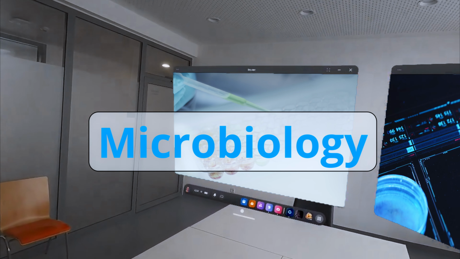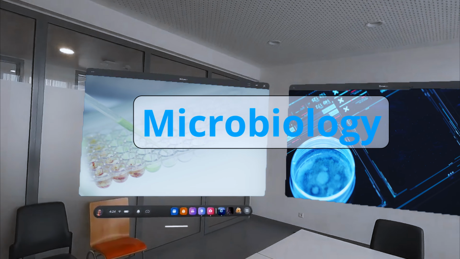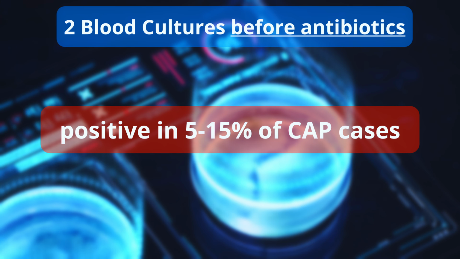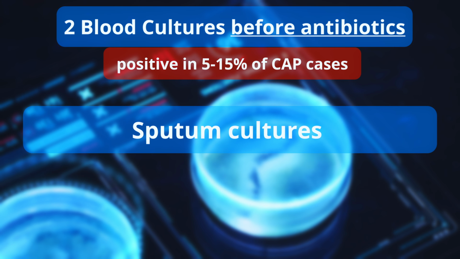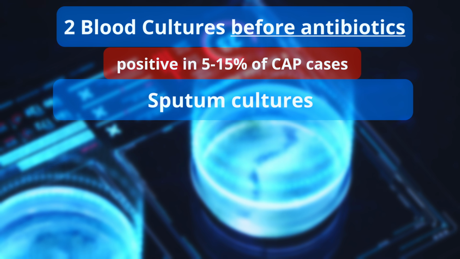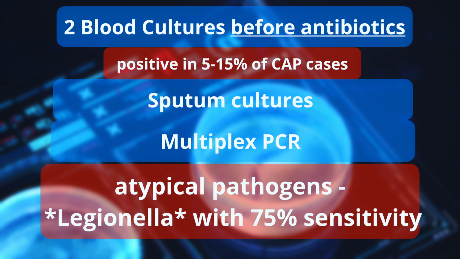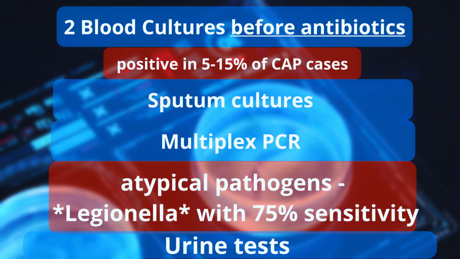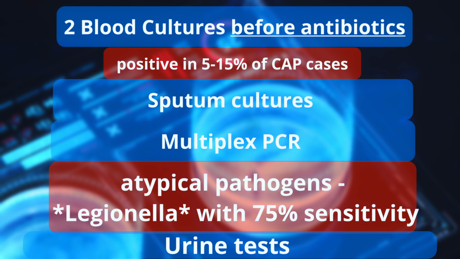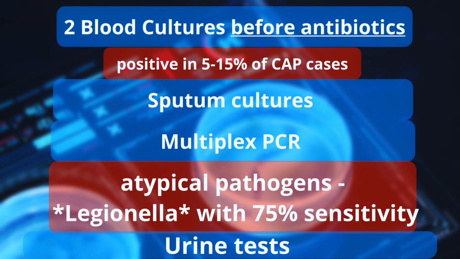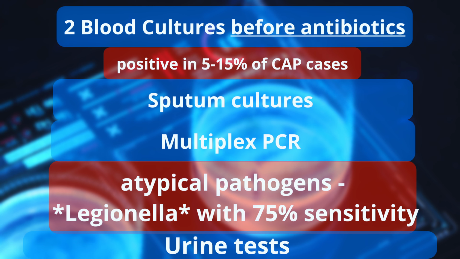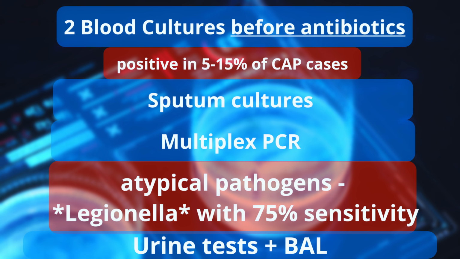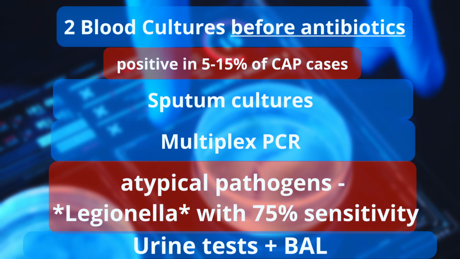Now, microbiology. Microbiology provides clarity. Take 2 blood cultures before antibiotics, positive in 5 to 15% of CAP cases. Sputum cultures help with productive cough, and multiplex PCR detects atypical pathogens like Legionella with 75% sensitivity. Urine tests for pneumococcal and Legionella antigens are quick, with up to 72% sensitivity for Legionella. For immunocompromised patients, bronchoalveolar lavage, or BAL, is ideal for Pneumocystis. It's about finding the right pathogen.